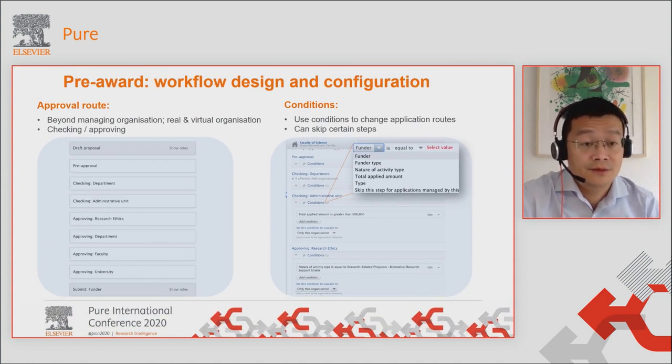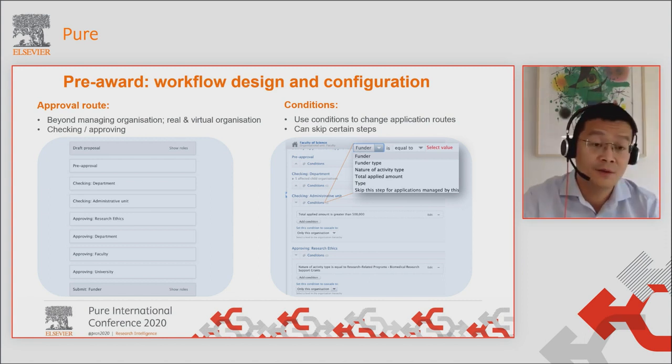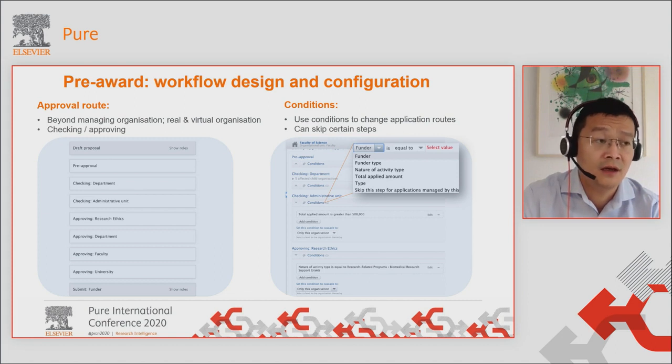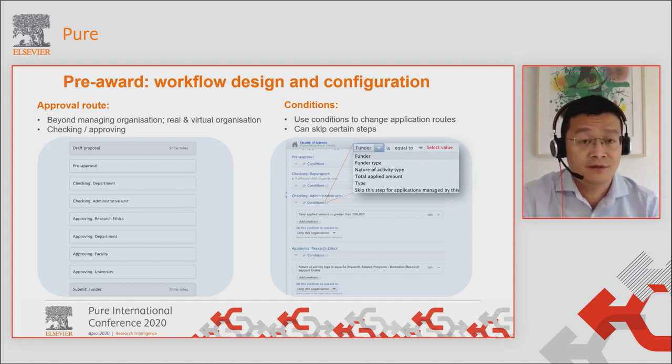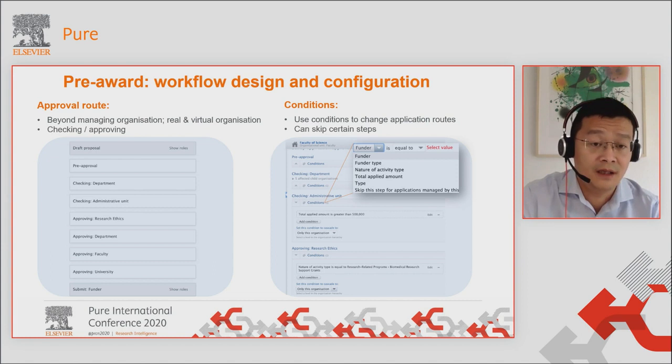Let's dive a bit into the approval workflow design and configuration. For Pure without the award management module, the content type application is just like the other content types. You have one managing organization and a 4-step approval workflow. The approval and validation is done by this managing organization and unit, for example, a department. But very often the application will go outside this department, for example, for a financial check, or for ethical approval, or for a DMP check.